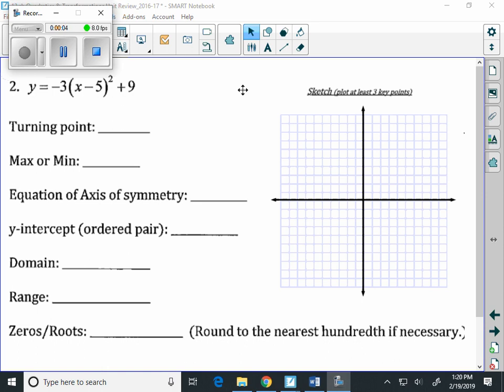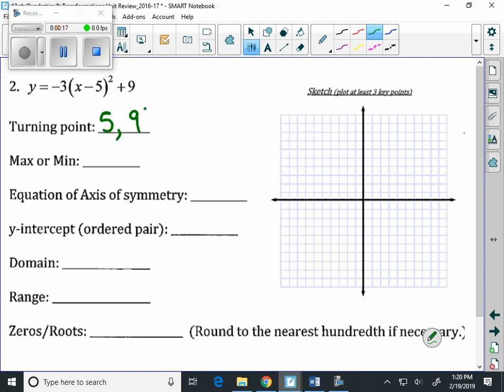y equals negative 3 times the quantity of x minus 5 squared plus 9. First of all, we want to find the turning point. Well, once again, change the sign, keep the sign. Change the sign so it's going to become positive 5. Keep the sign, 9. There's our new turning point or vertex.